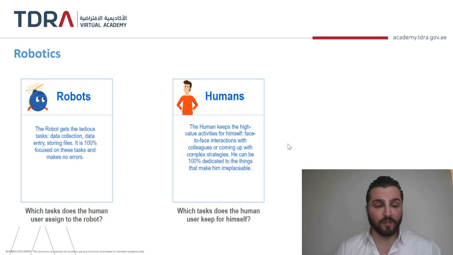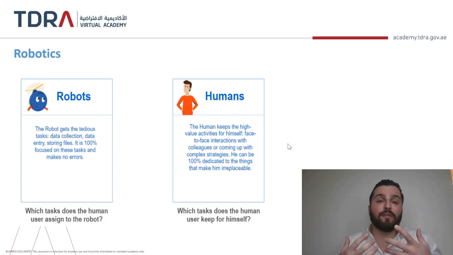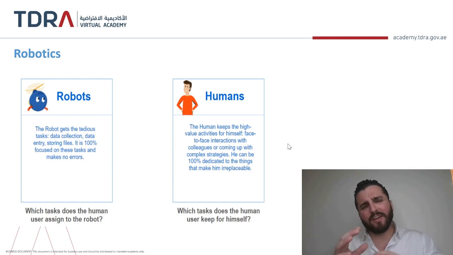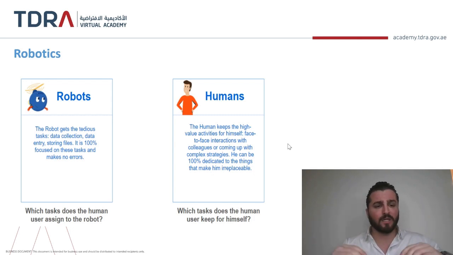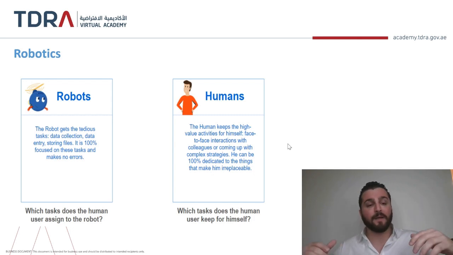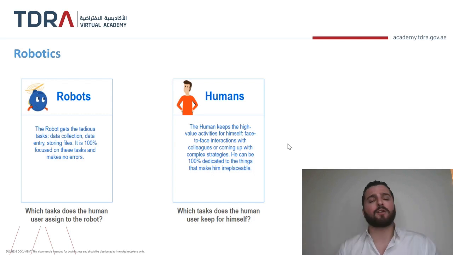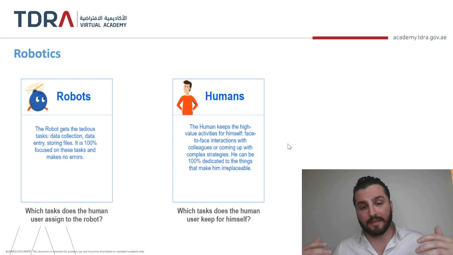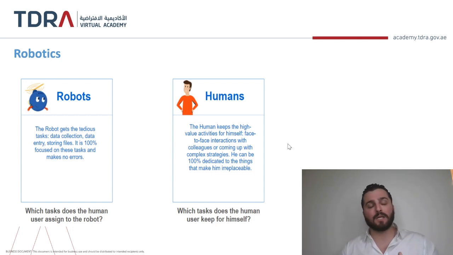Again, we need to differentiate which task should be covered by humans and which other tasks should be covered by robots. Whenever you are talking about data collection, data entry, storing data, it all needs to be covered by robots, because the redundancy is zero, frequency of error is zero, and the way a robot will deal with exceptions will be faster than a human being. Then what is the human going to do?